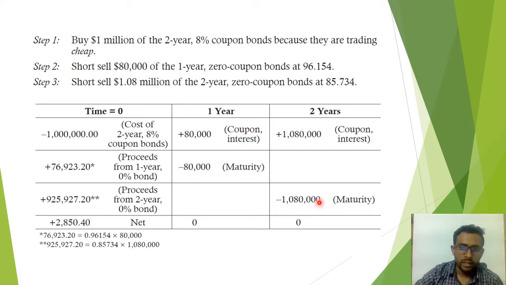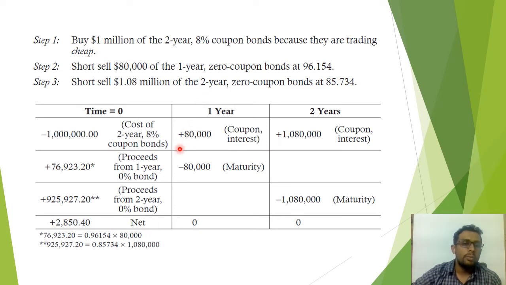So if you see the net position, at the year one itself, we'll be getting 2850.40, and year two will be zero because at year two we have got 80,000, and from the second short selling we'll have to pay 80,000, so nil. Here we'll get 10,80,000 since we have bought 1 million; after 2 years we'll get 10,80,000, and here we'll have to pay 10,80,000 since we have short sold 1.08 million at year one for that discounted price using the discount factor. So this is how we use the discount factor to find out the outflow and inflow at year one, so that we can find out the arbitrage opportunity at year one itself.